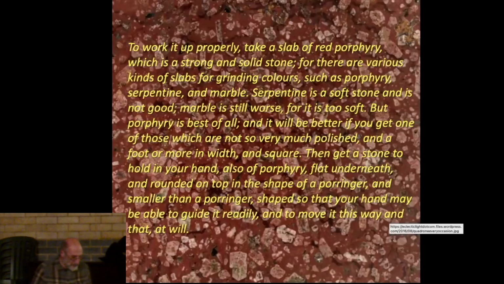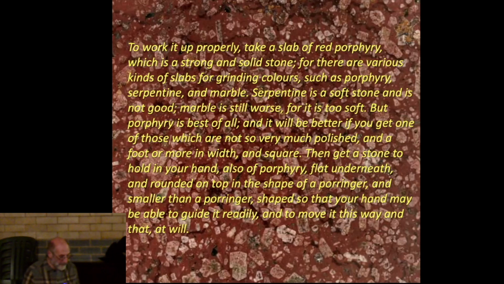Now, Cennini's got strong opinions when it comes to processing the pigment. He says, to work it up properly, take a slab of red porphyry, which is a strong and solid stone, for there are various kinds of slabs for grinding colours, such as porphyry, serpentinite, and marble. Serpentine is a soft stone and isn't good. Marble still worse, for it's too soft. But porphyry is best of all, and it will be better if you could get one of those which is not so very much polished and a foot or more in width and square.